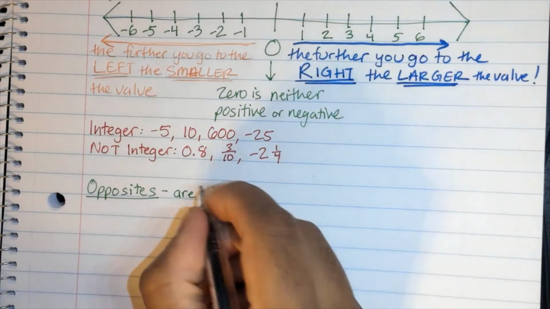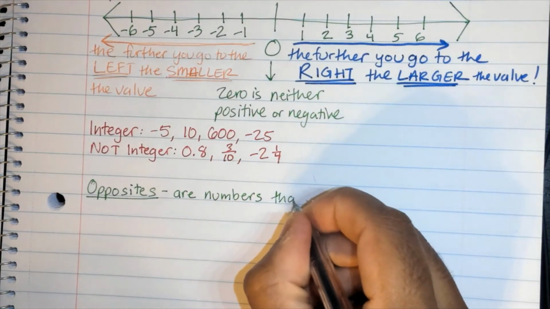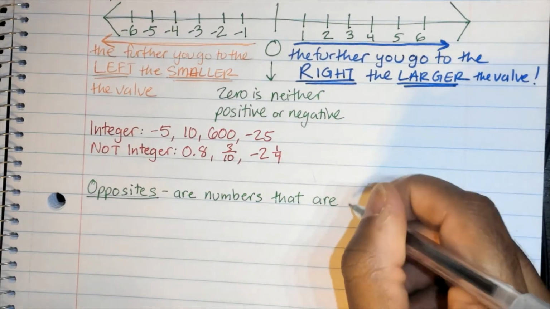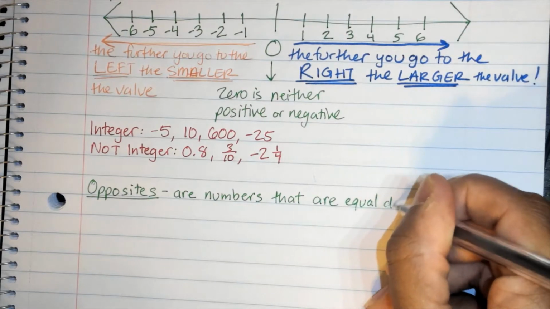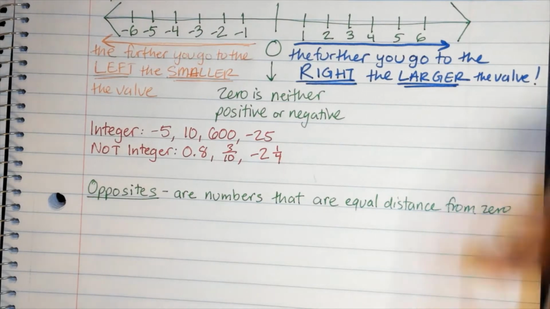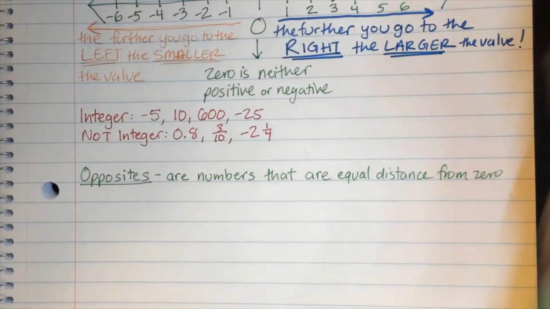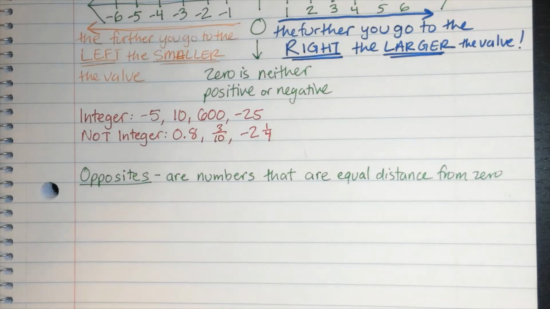Opposites are just numbers that are equal distance from 0. Opposites are numbers that are equal distance from 0.